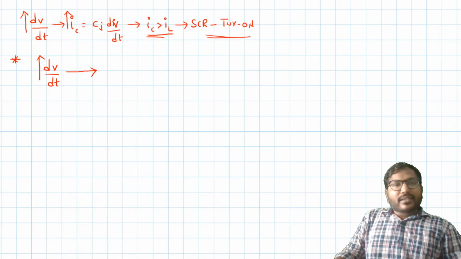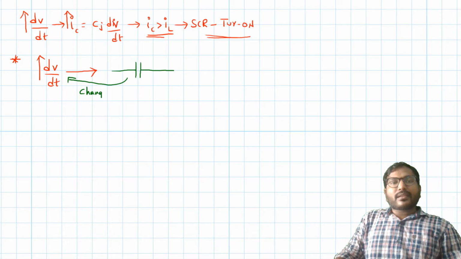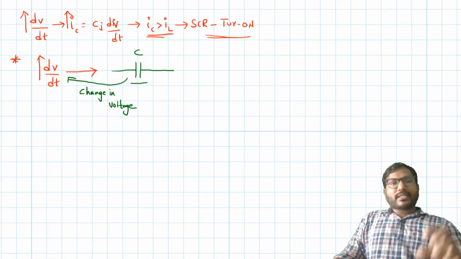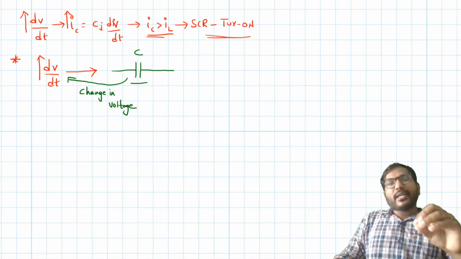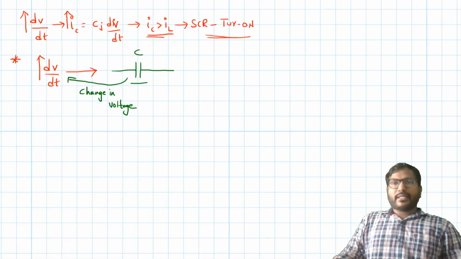By placing an electrical element, a capacitor, we can oppose a sudden change in voltage. So now we can use this capacitor to oppose a sudden rise in dV by dt. The capacitor will reduce high dV by dt. High dV by dt means sudden change in voltage.